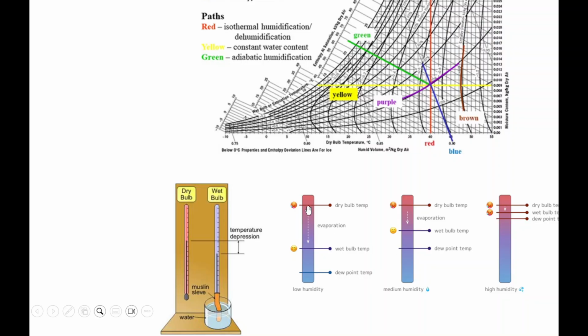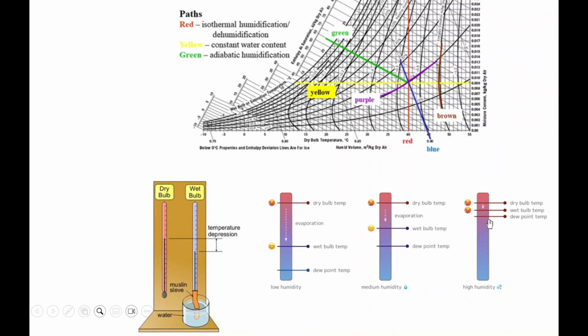If the dry bulb temperature is high, the wet bulb temperature is low, and the dew point is very low, this is termed low humidity. For medium humidity, the dry bulb temperature is constant, the wet bulb temperature is higher, and the dew point temperature also increases. And if the dry bulb temperature, wet bulb temperature and dew point are close to one another, it is called high humidity.